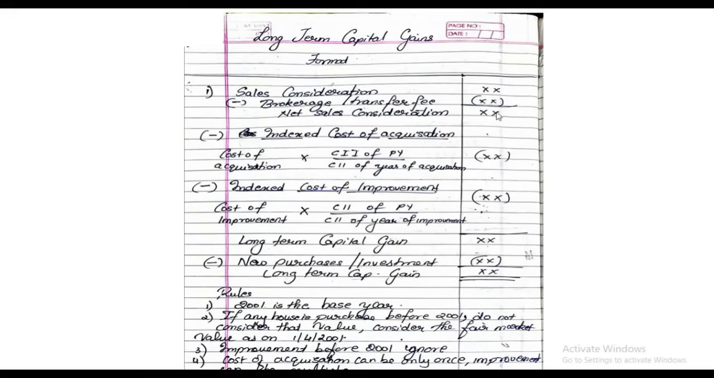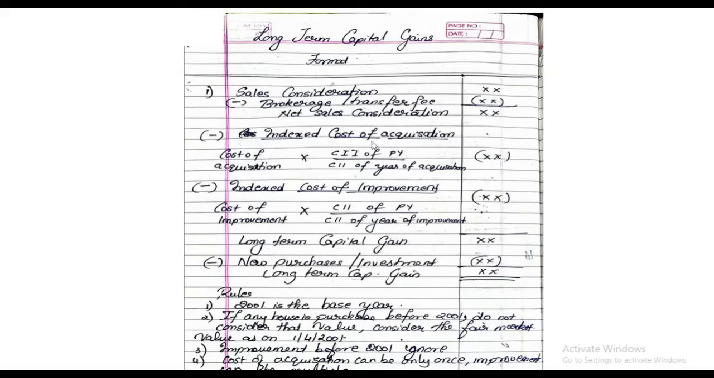Now from net sale consideration, number one, you have to subtract something called indexed cost of acquisition. It means we need to find the cost price of the property as if it would be purchased in the previous year. The formula is cost of acquisition into CII, that is cost inflation index of previous year, upon CII of the year of acquisition. So this is one formula, a very simple formula. Practically when you do it, it will carry a bit more weightage. You'll understand very easily what that formula is all about.